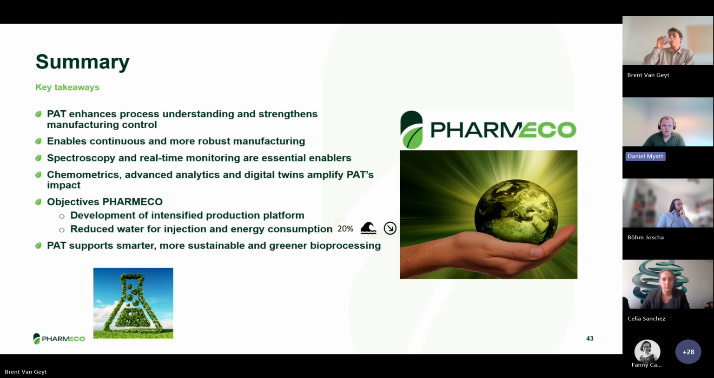And then Williams put a question. He's asking, I don't know who the best person to answer is, maybe Yosha or Celia, about the carbon footprint of training the model for the PAT compared to an offline HPLC. He's saying that when he looked at it in small molecule manufacturing, there's a big carbon footprint. Has anyone looked at the carbon footprint for generating the models?